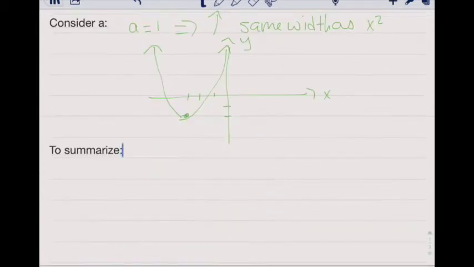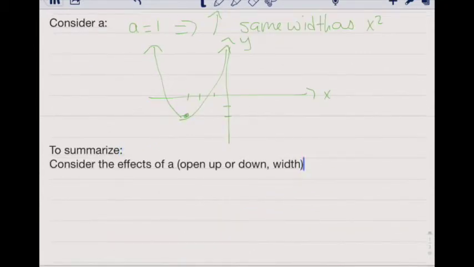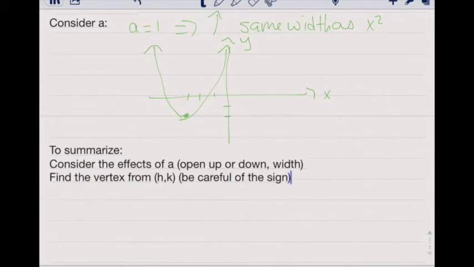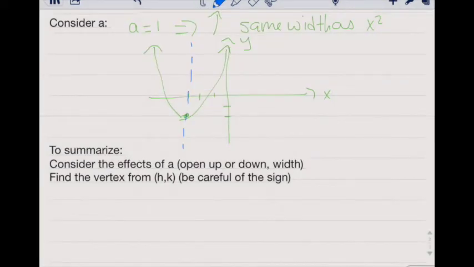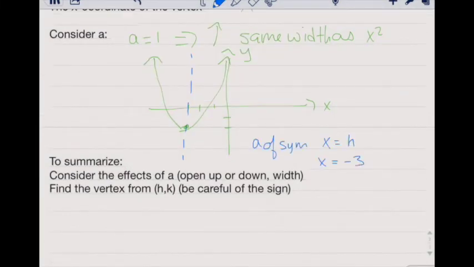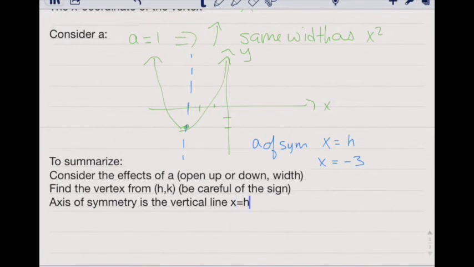So to summarize, consider the effects of a, whether it'll open up or down, and its width. Find the vertex using the information provided by h and k in your equation. Be careful of your sign. And the last thing that I forgot to draw, your axis of symmetry is the line x equals h. In this case, for this specific problem, it was x equals negative 3. So our axis of symmetry is the vertical line x equals h.